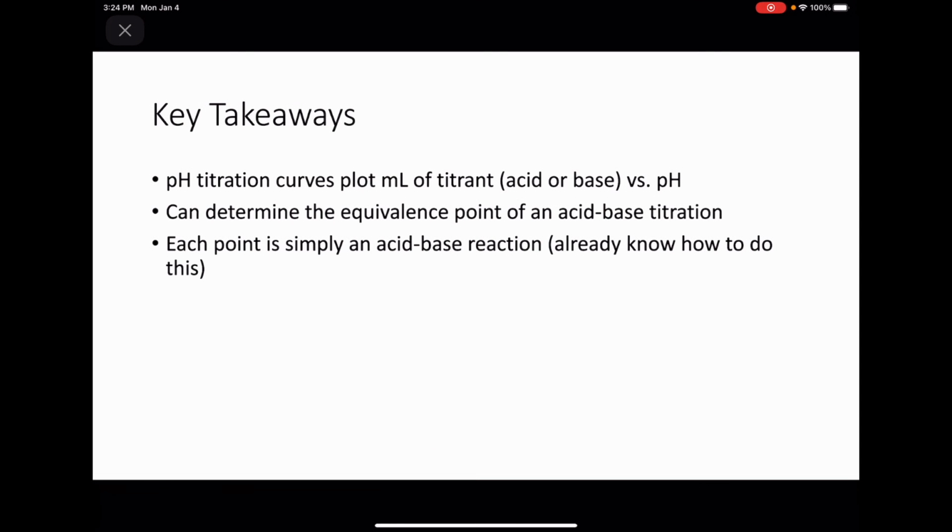And finally, we have what we've learned from this video. So pH titration curves are basically a plot of pH on the y-axis versus milliliters of titrant. We can use them to determine the equivalence point, so we don't need an indicator. We can just do titration curves. And we can calculate every point on the curve because we know how to do all of the reaction and then conversion to pH. So until next time.